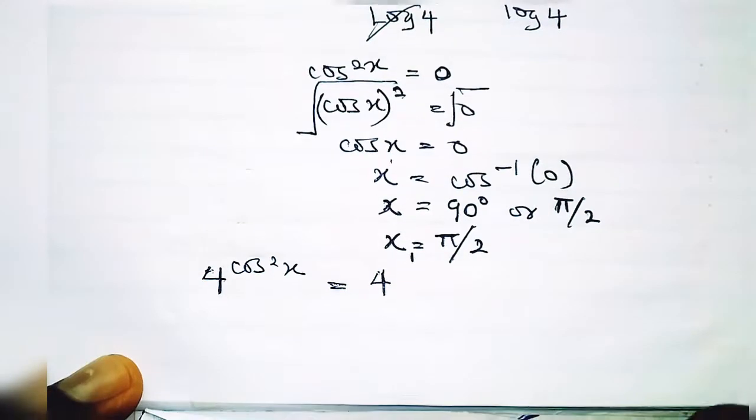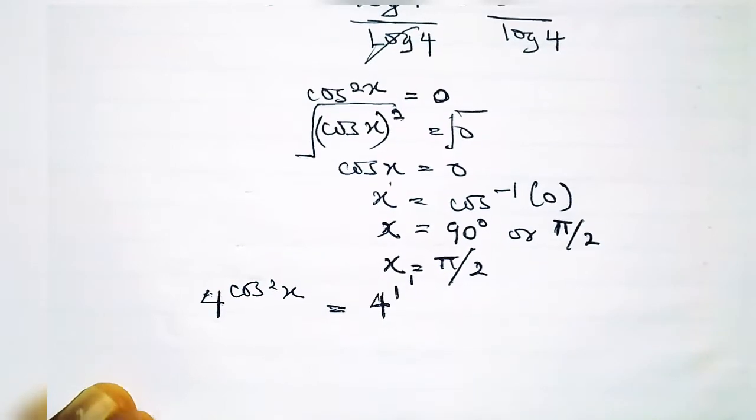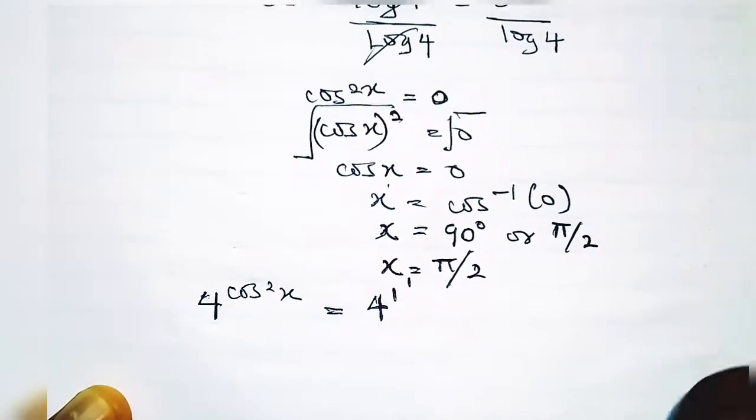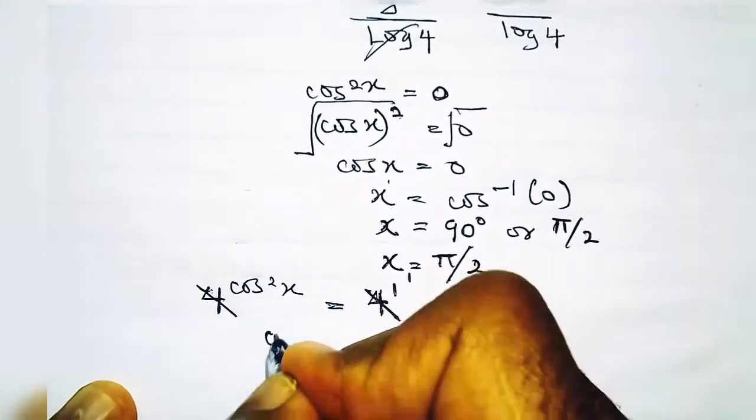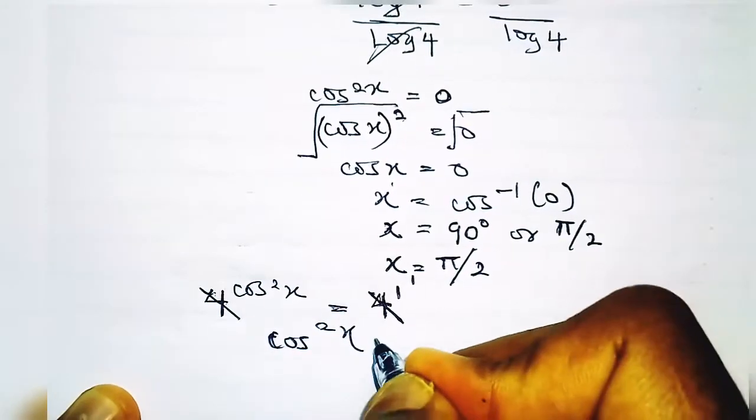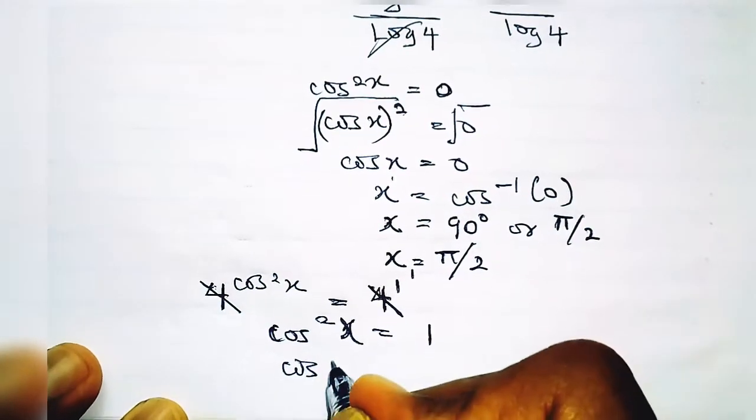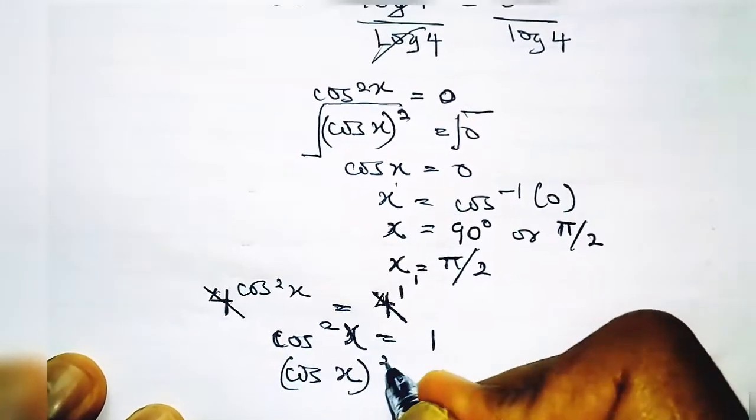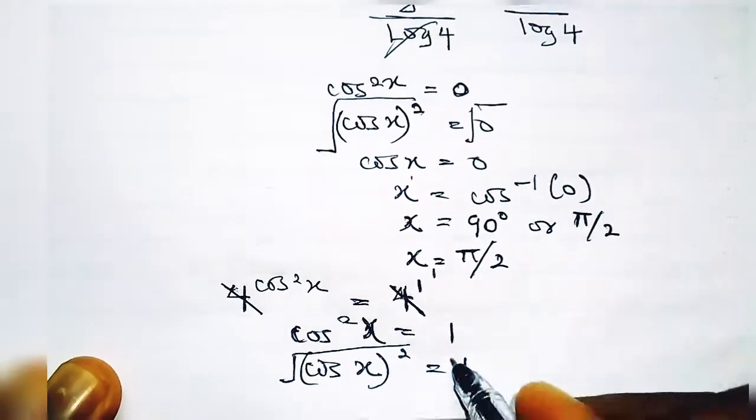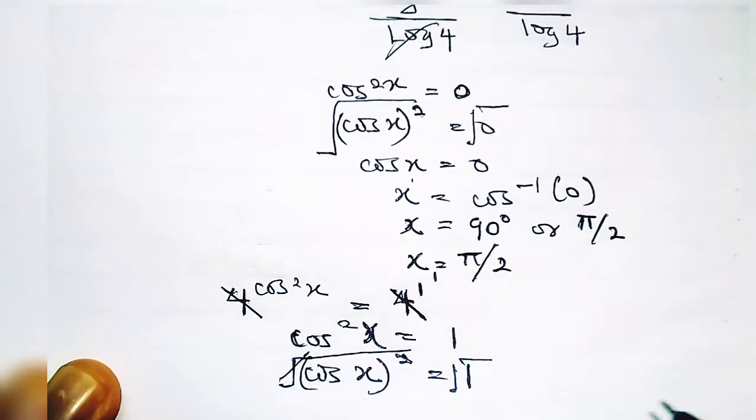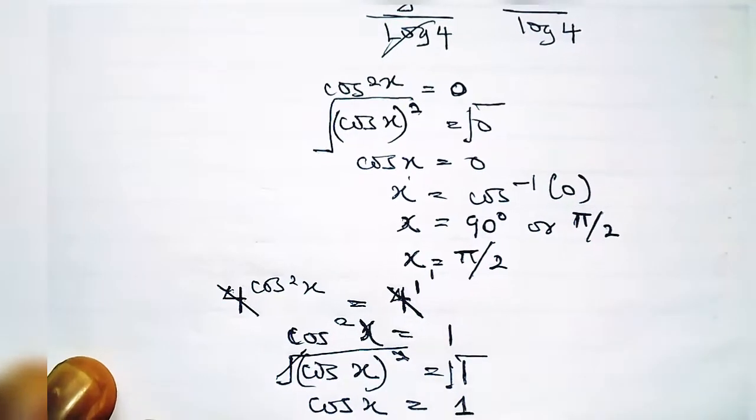We don't actually need a long process for this. So this can also be written as 4 raised to power 1, right? You can just divide through by 4. 4 cancels out 4, so we're left with cos square x equals 1. Now this can also be written as cos x raised to power 2 equals 1. So I'm going to take the square root of both sides. Square root cancels out the square, so we'll be left with cos x. Square root of 1 is 1.